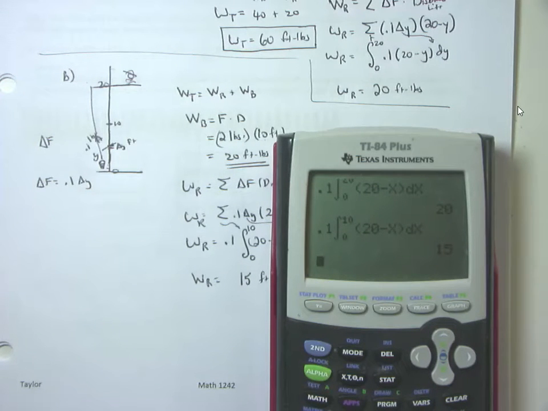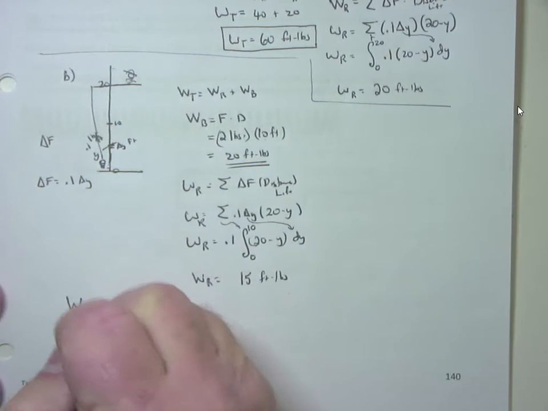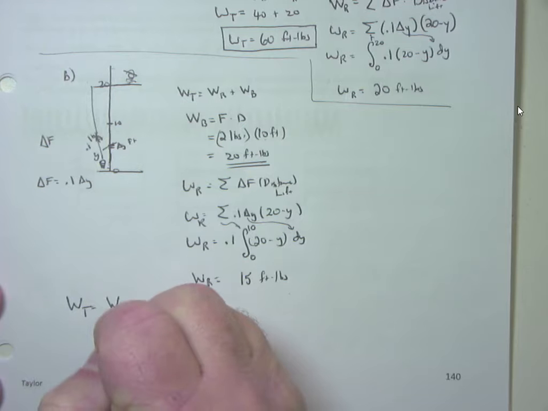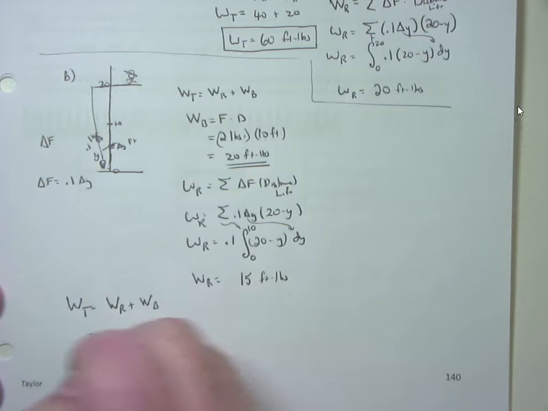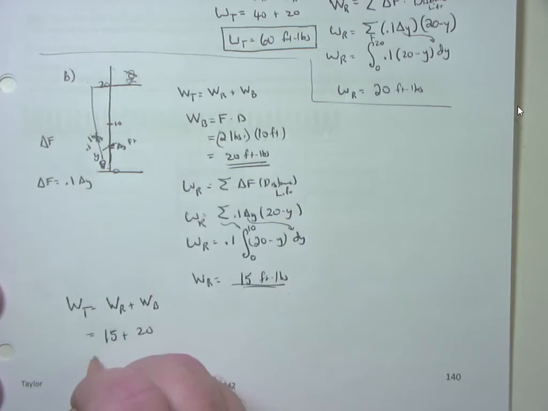That is why. And so for part B, the work total would be the work on the rope plus the work on the bucket. The work on the rope is going to be 15 plus the work on the bucket, which is 20. And so what does that equal? 35 foot-pounds.